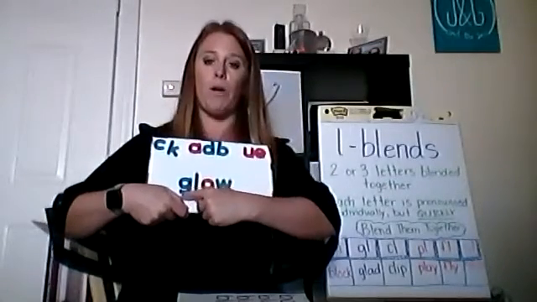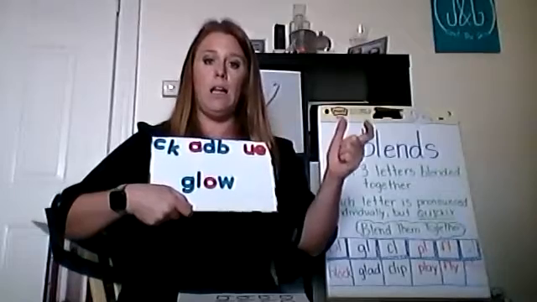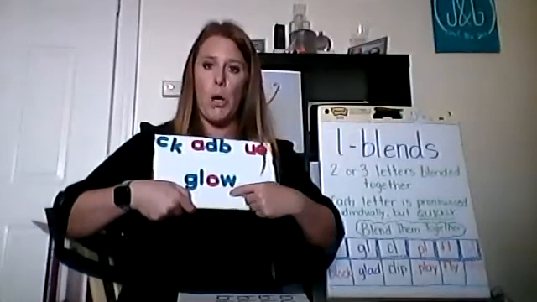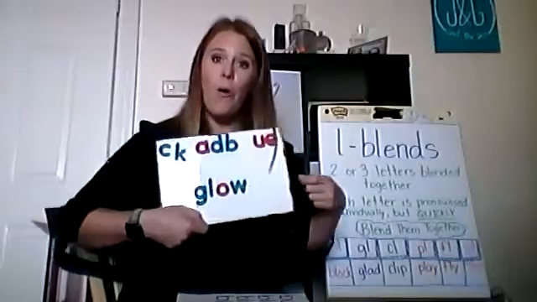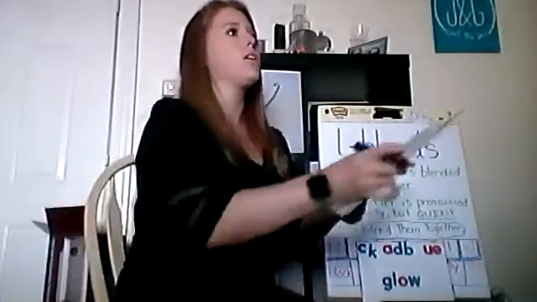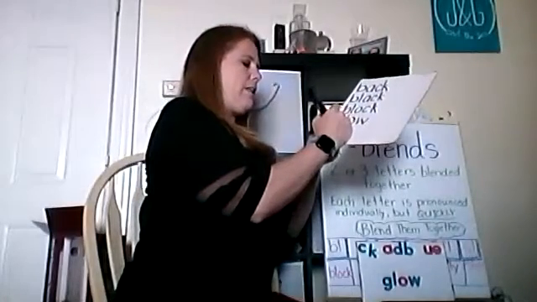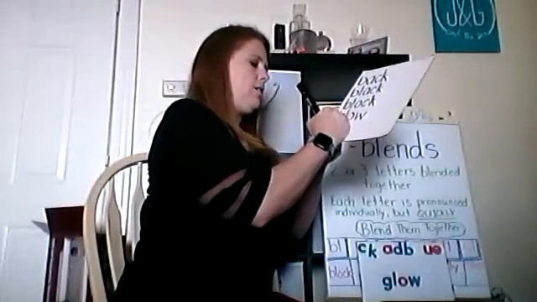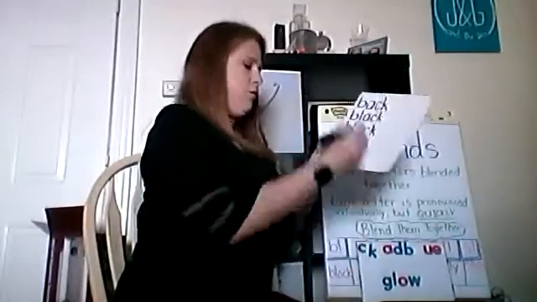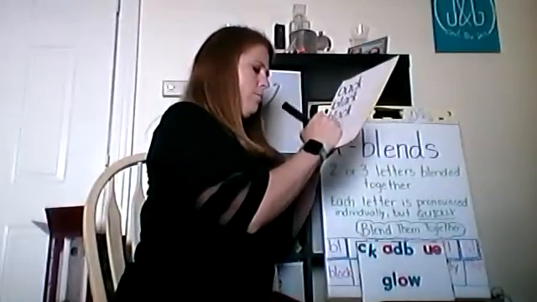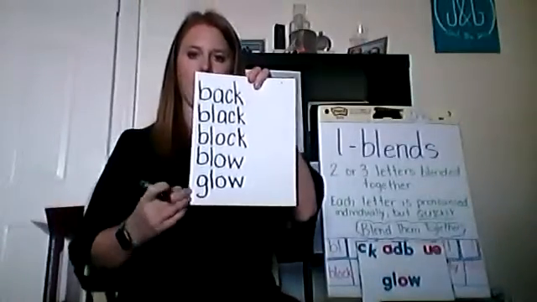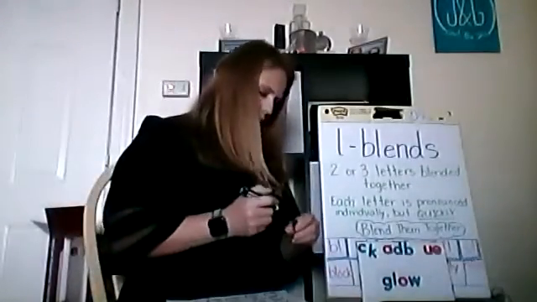So let's sound out our word. Remember, G-L, gul. We're going to blend it together. Gul, gul, o. Glow. Good. Glow. I like glow in the dark stars. So I'm going to write that here. G, L, and then O-W for O. Glow. Fantastic, my friends. So let's continue on.